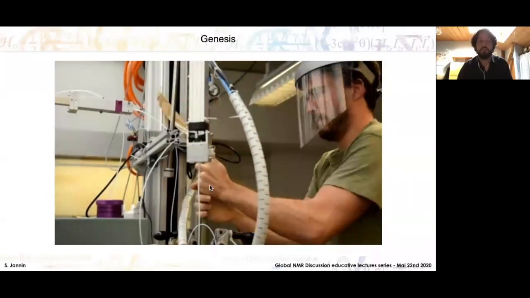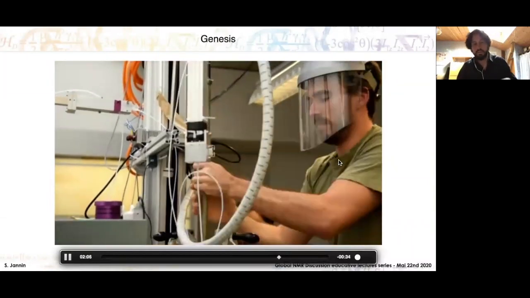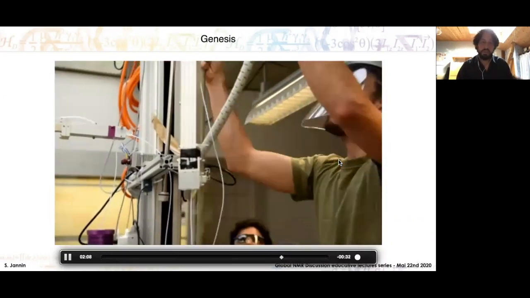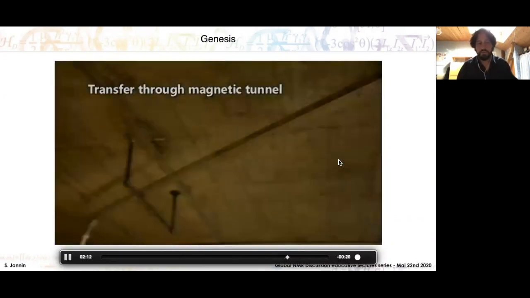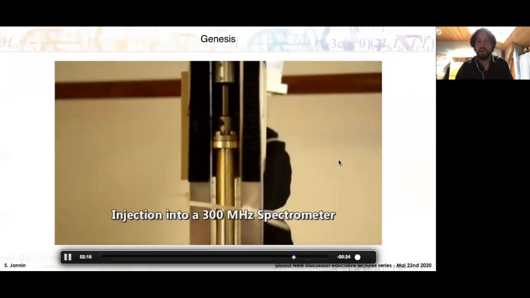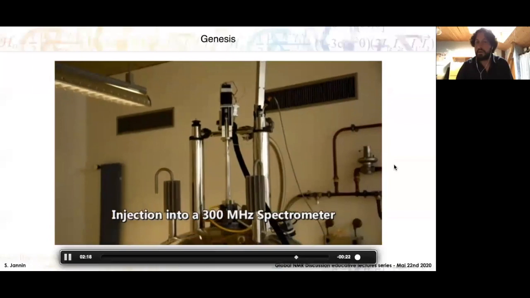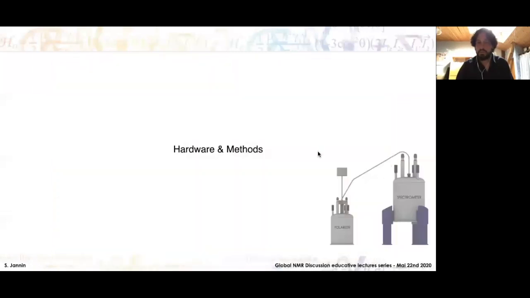And the sample goes in here, this magnetic tunnel, and then is transferred and automatically injected in the NMR spectrometer, and the NMR experiment is automatically triggered, of course, because you don't want to lose any time. Okay, so that's all for the, let's say, basic principle.